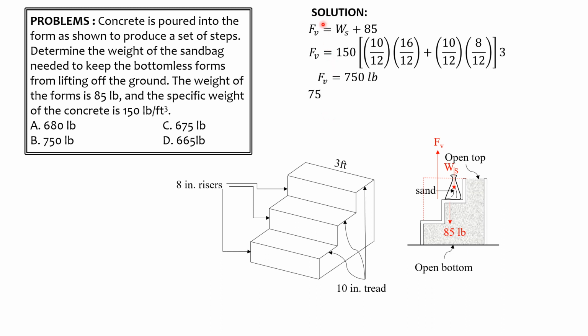So finally, substitute in that equation, 750 equals weight of sandbag plus 85. So the weight of the sandbag is 665 pounds. So that's it for these two problems. I hope that you are able to follow the solutions.